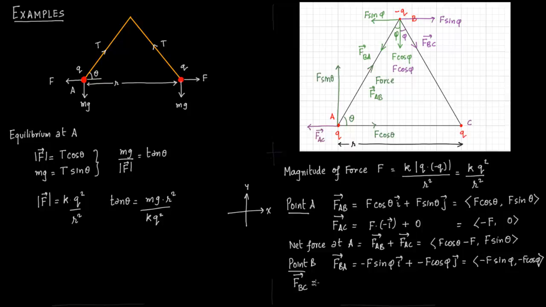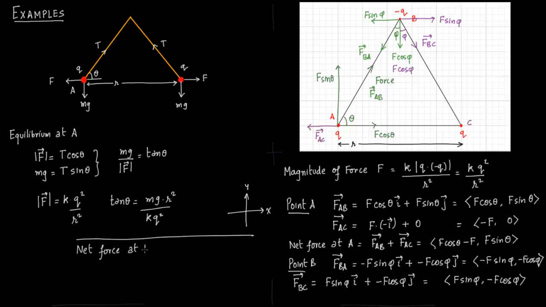And then you have FBC vector. Again, in the horizontal axis it is positive F sin phi, but in the vertical axis it is pointing towards the negative y-axis, so we put it as minus F cos phi j vector. You write it as angular bracket F sin phi comma minus F cos phi. The net force by the principle of superposition would be FBA vector plus FBC vector. So you add these two, and you get 0 in the horizontal axis, since minus F sin phi plus F sin phi cancel, and minus 2F cos phi for the vertical axis. For an equilateral triangle, you can put theta as 60 and phi as 30 degrees, put it in and recompute.